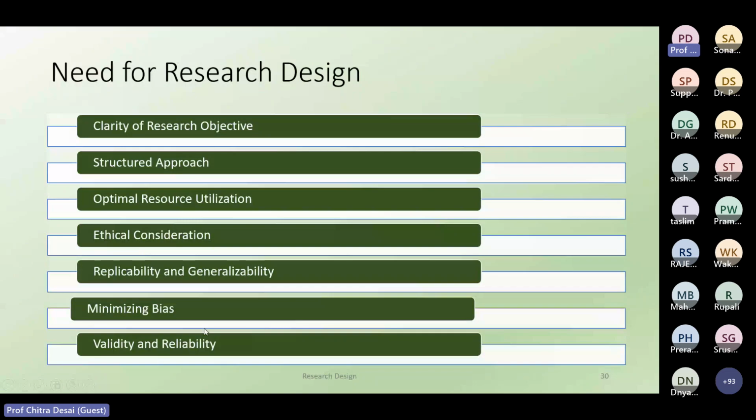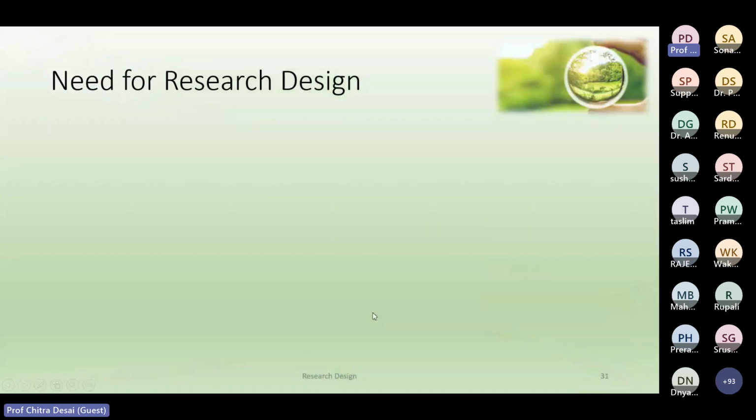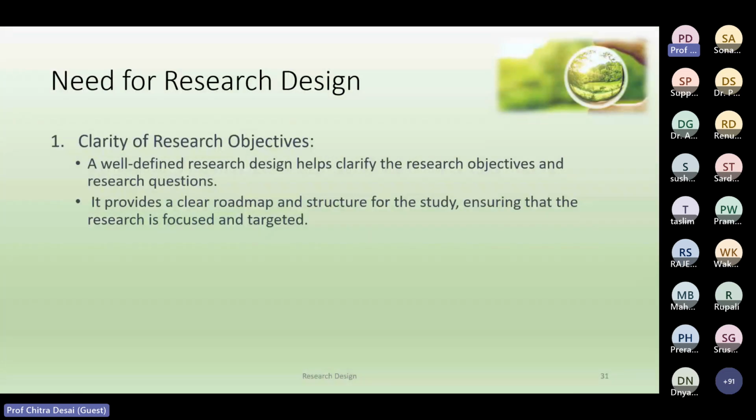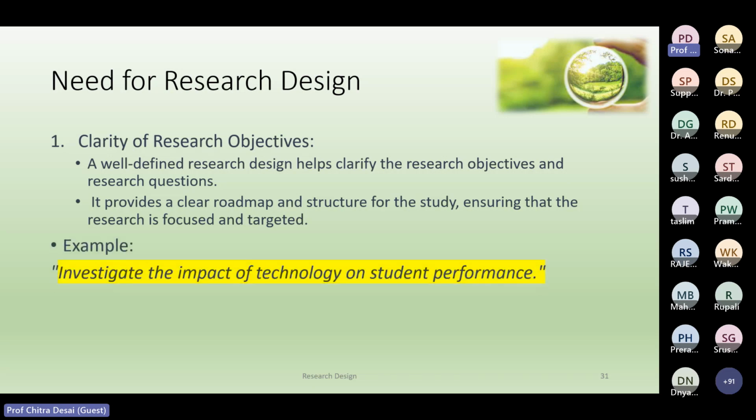So coming to the clarity of research objective, a well-defined research design helps clarify the research objective and research question. It provides a clear roadmap and structure for the study, ensuring that the research is focused and targeted. Now, what does this mean? Suppose I have defined my research objective to investigate the impact of technology on student performance.